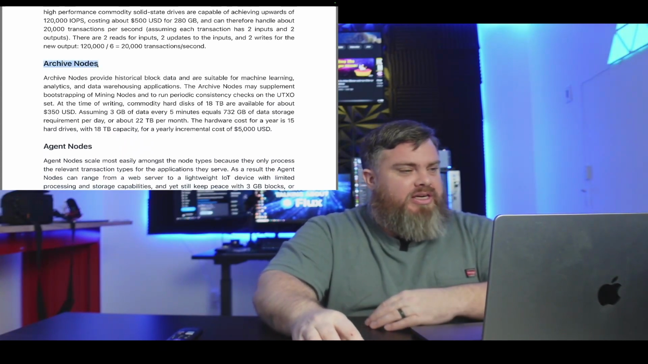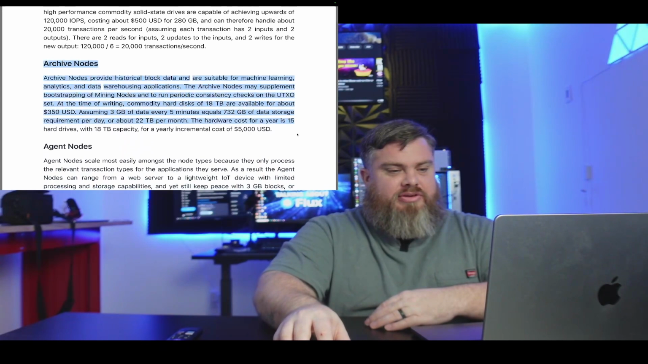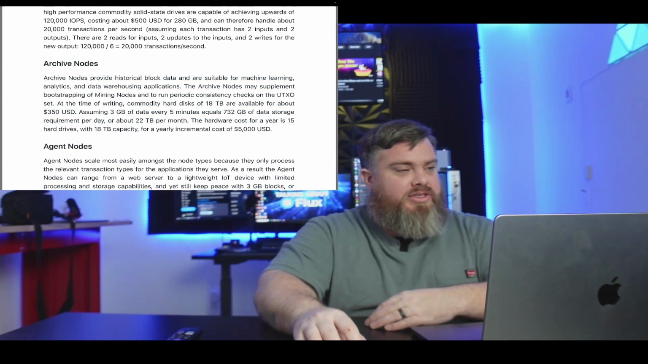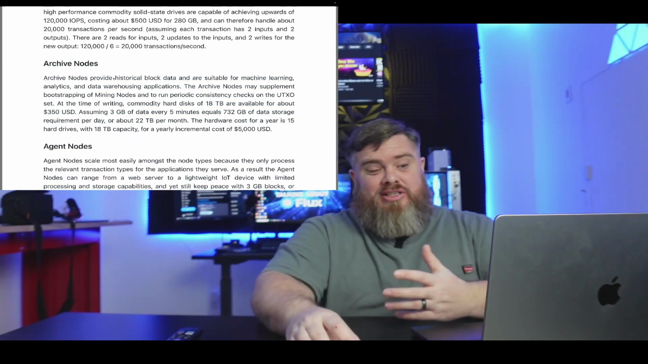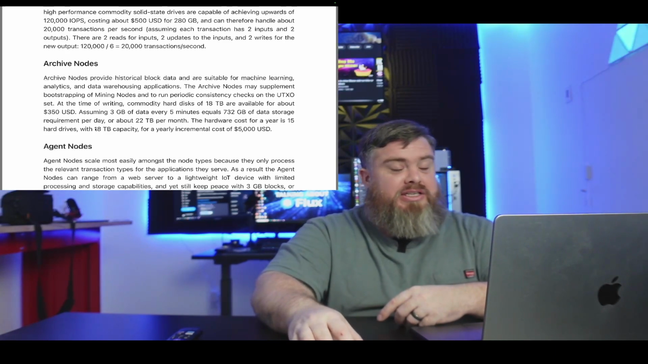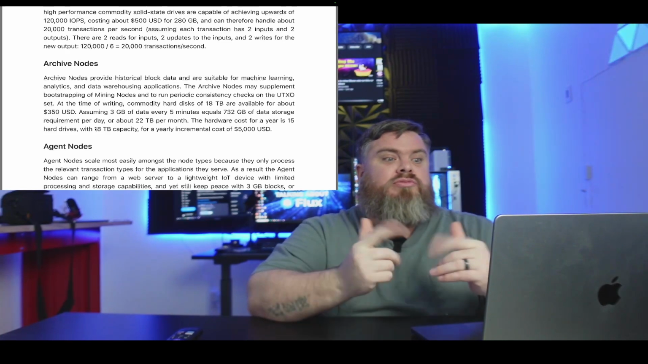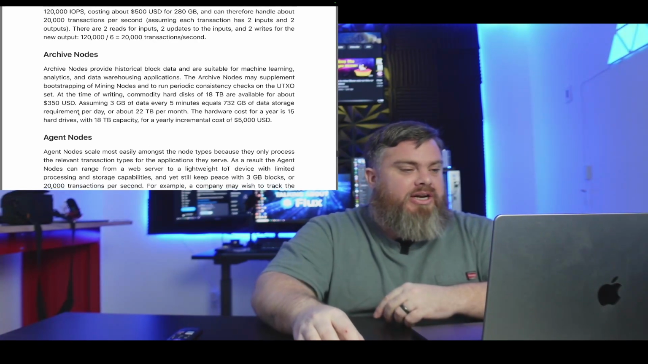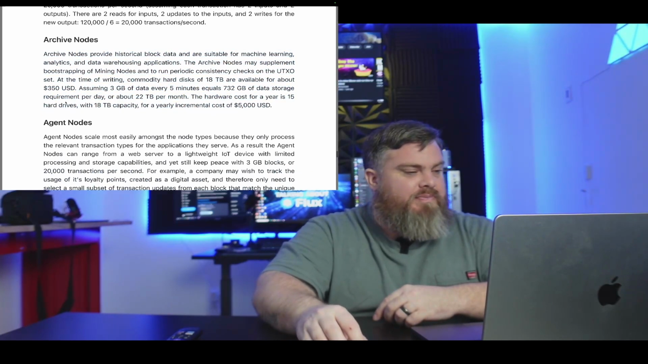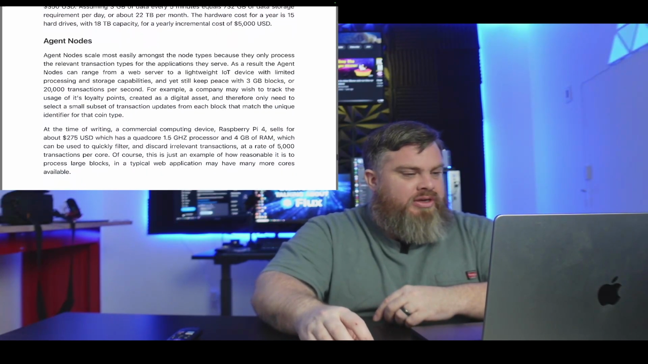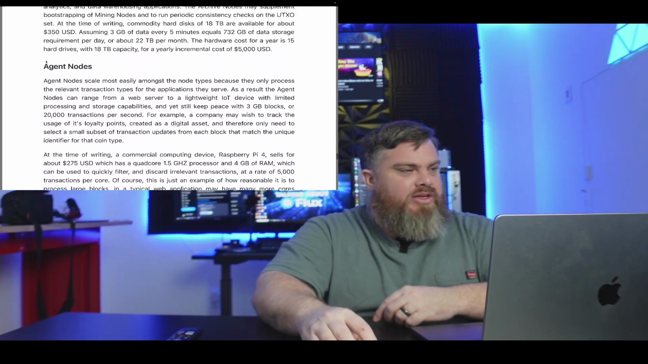I did reach out to these guys, and I'm waiting to hear back to see if you ran one of these archive nodes, which does take a lot of storage. It's about 8 terabytes drives a year to keep storing data. So it does get kind of costly. They also have agent nodes. I haven't ran one of these.